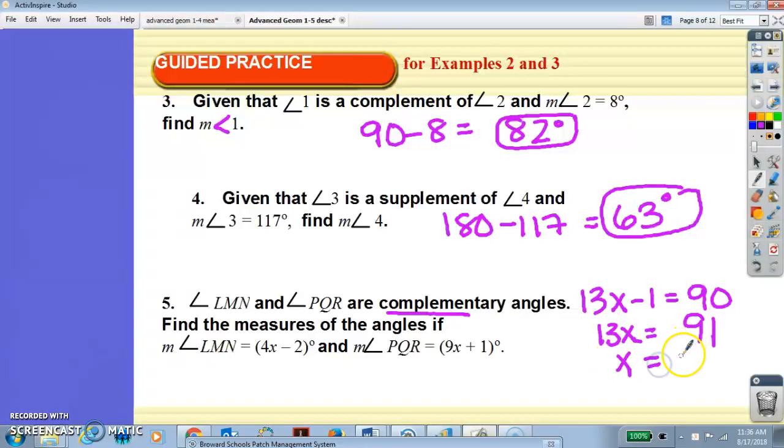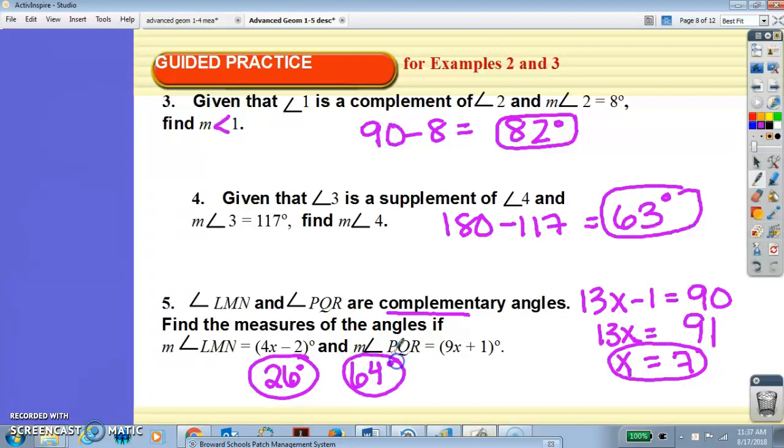What do you get when you do 91 divided by 13? You get 7. So x equals 7. Plug back in. 7 times 4 is 28. 28 minus 2 is 26. 9 times 7 is 63. 63 plus 1 is 64. Do 64 and 26 add up to 90? They do, so we know we didn't mess anything up.